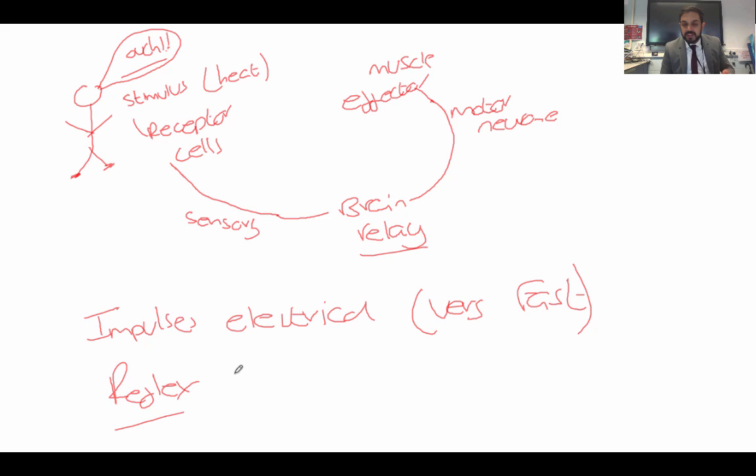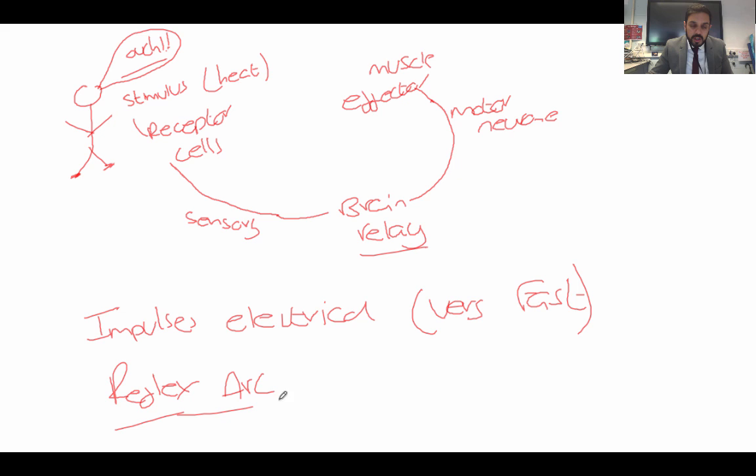And in a reflex, you normally would not go to your brain. It would just go directly to your spine and then come straight back. That's the only difference. A reflex is just faster. And they normally call it a reflex arc. Easy peasy. There's no difference at all.